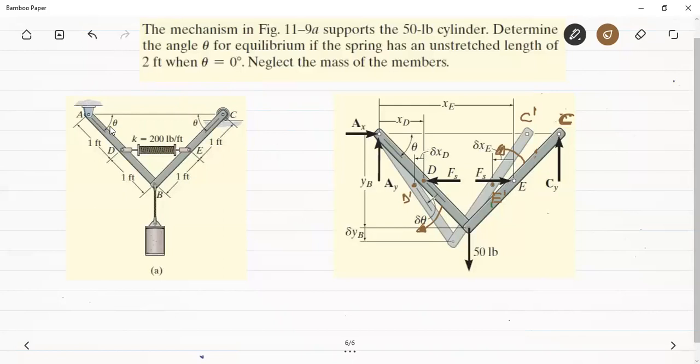So one thing again, we can see that the spring is in compression, because when theta was equal to 0, the points D and E will be farthest away from each other. At this position shown here, you can see that the points D and E have come closer to each other. Therefore, the distance between D and E has reduced, which means that the length of the spring is less than 2 feet. Hence, we can say that in this case, the spring is compressed. In this position, spring is in compression.